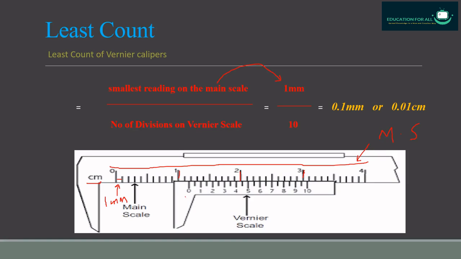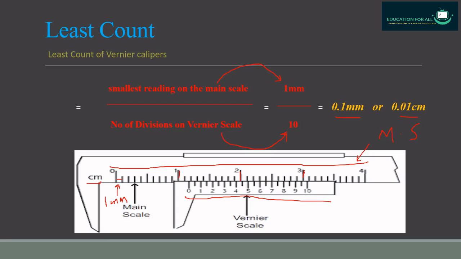This one is your vernier scale. And how many divisions are on the vernier scale? There are from 0 to 10. There are 10 divisions on the vernier scale. So here the number of divisions on the vernier scale is 10.